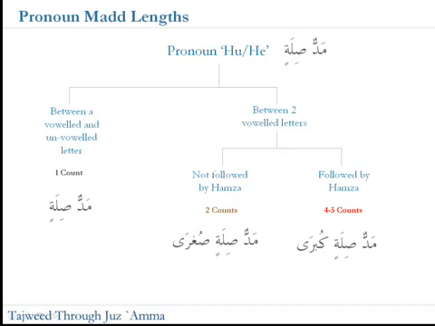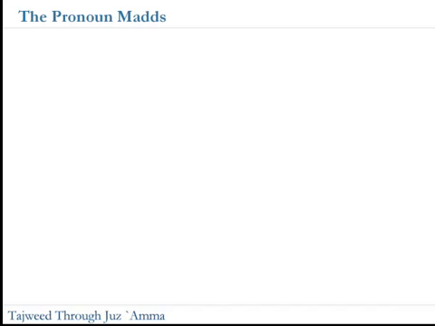So simply you take the pronoun who or he, have a look if the letters before and after are voweled. If the one before usually is unvoweled, then it will be a normal count of 1. If the who or he is between 2 voweled letters and it's not followed by the hamza, it will be a 2. If it is followed by the hamza, then it will be 4 or 5 counts. So let's revisit our examples.